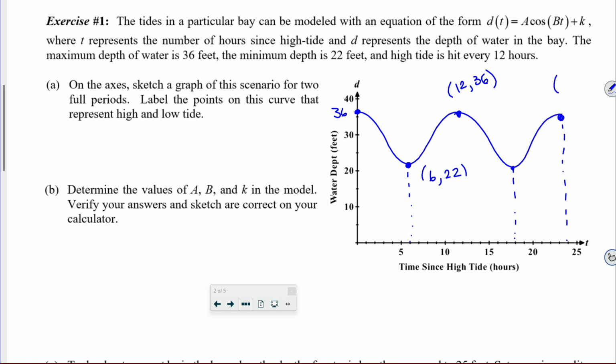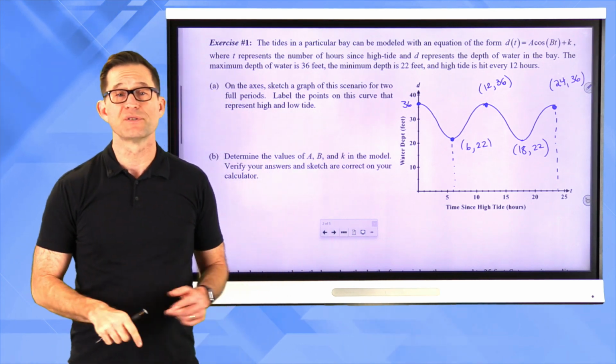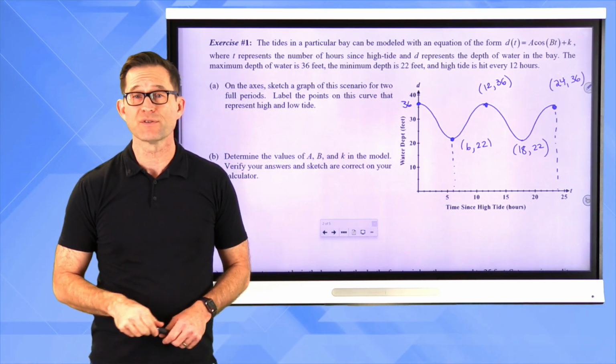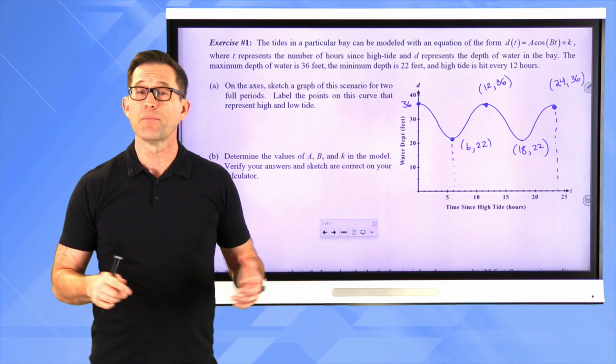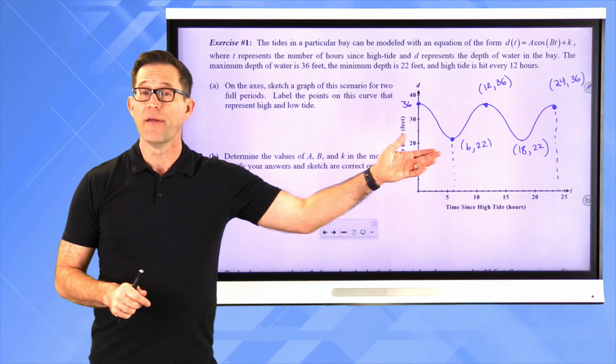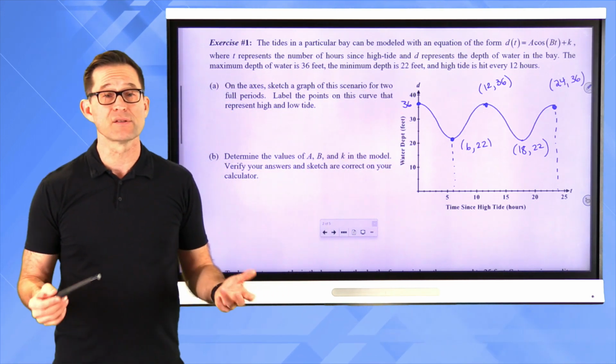And we're going to get something like this, 24, comma 36. Let me erase that dashed line, given all it was doing was helping me locate that point. 18, comma 22. Notice that the two low tides are also separated by 12 hours, right? And that kind of makes sense given the periodic nature of this curve. And there we go. That is what my tides look like.